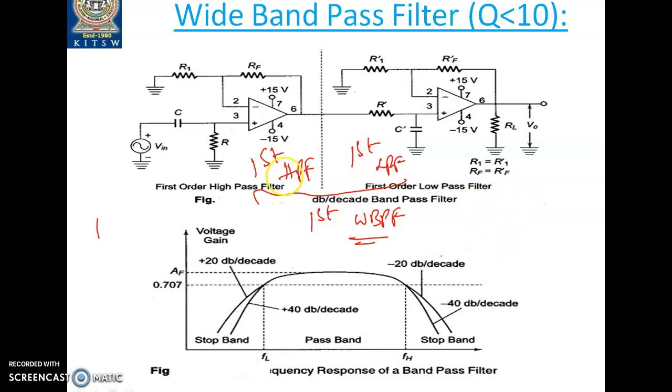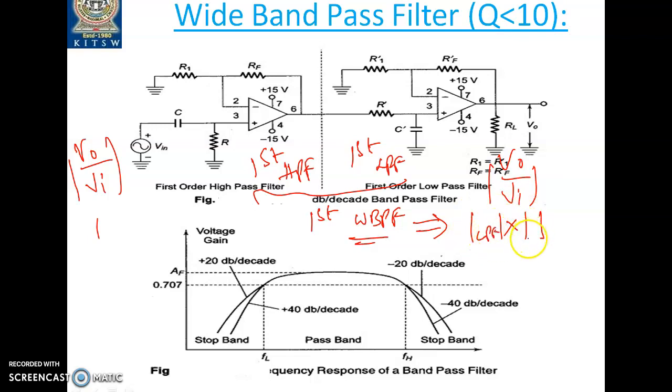We also know the transfer function for the high pass filter separately and the transfer function for the low pass filter separately. In order to get the transfer function for the first order wide band pass filter, we multiply the two transfer functions. The first one is the high pass and the second one is the low pass. So it becomes the first order wide band pass filter, and you can also see its frequency response. We expect the bandwidth to be more.